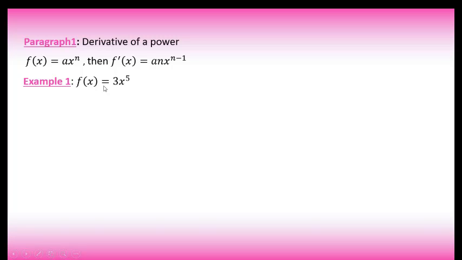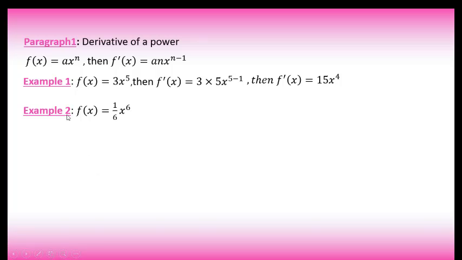Example number 1. f of x equals 3x power 5. Multiply 5 by 3 to get 15, and the new power is 5 minus 1, as you see, 4. So 15x power 4. Now example number 2.